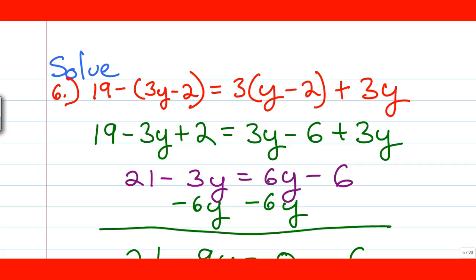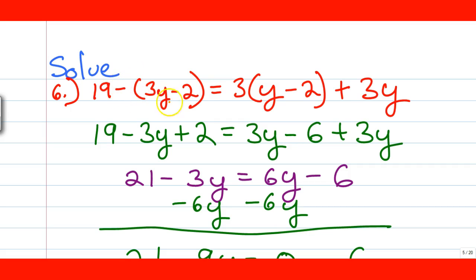Question number 6, the instructions simply say solve. So when we're looking at solving a problem, the first thing we need to do is simplify. We simplify by clearing parentheses and combining like terms. So looking over here on the left side, I see that I have a set of parentheses that need to be cleared. Out in front of these parentheses, even though I don't see it, there is a 1 here. And there's a minus sign here.